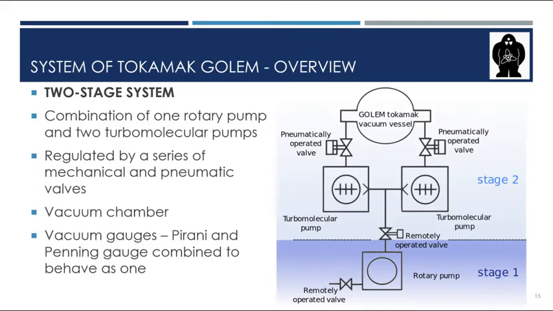Now let me present the overview of the vacuum system of tokamak GOLEM. It is a two-stage system consisting of a rotary vane pump and 2 turbomolecular pumps. It is regulated by a series of mechanical and pneumatic valves, and then there is the vacuum chamber. We look at all these components in detail.